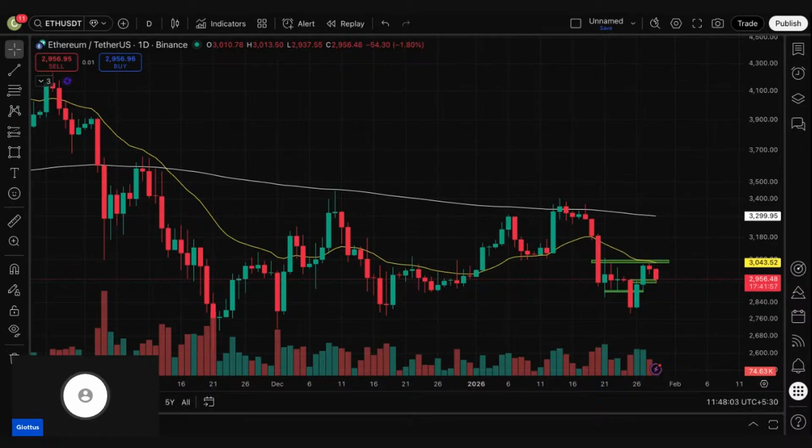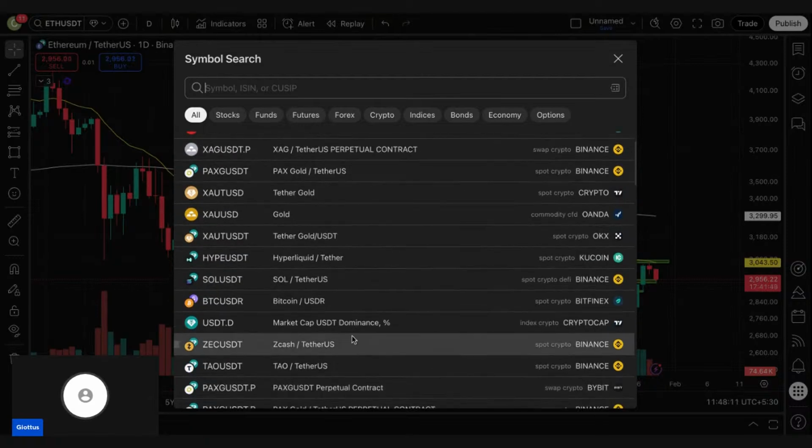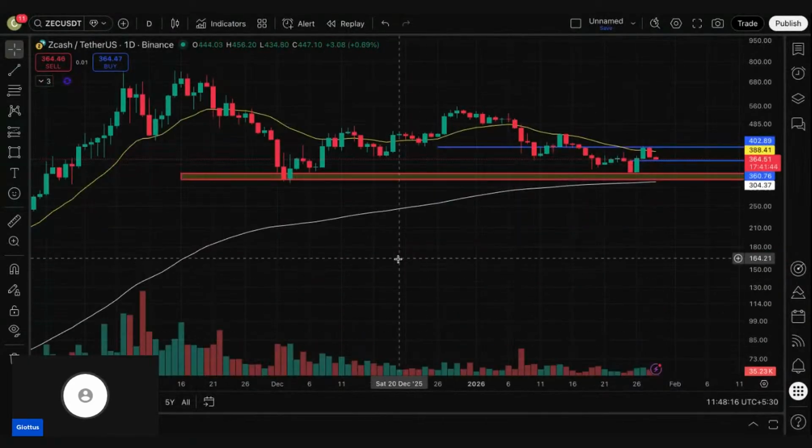Okay. So this is all about Bitcoin, Ethereum, and Solana, or other major pairs. If you want to look at some other pairs, then let's have a look at those also. So first of all, let's look at Zcash. I think we had a discussion on Zcash that if it closes above 360, then it should ideally head towards $400.